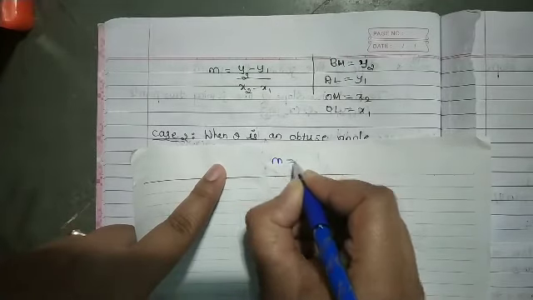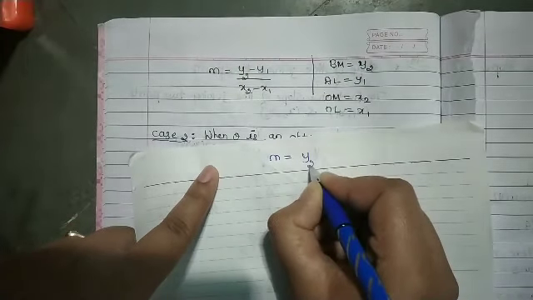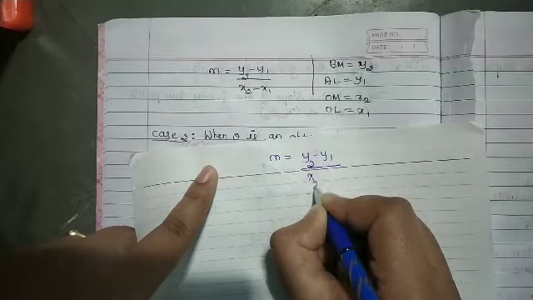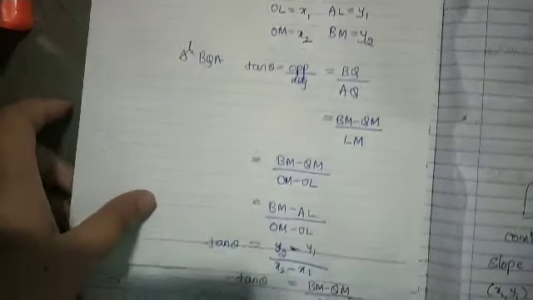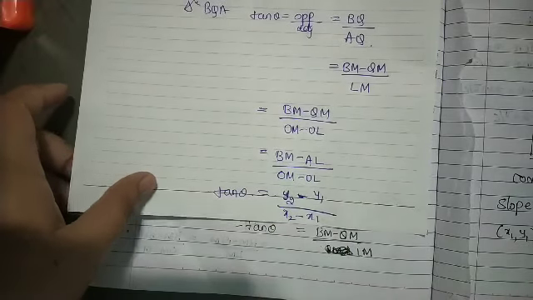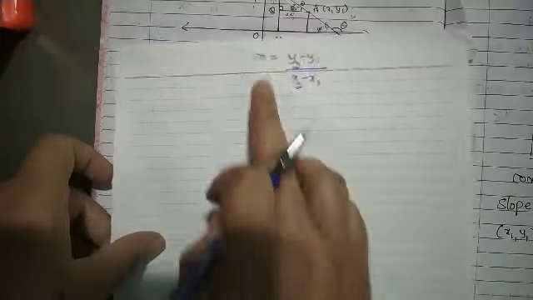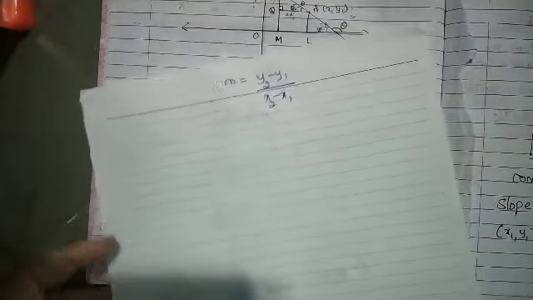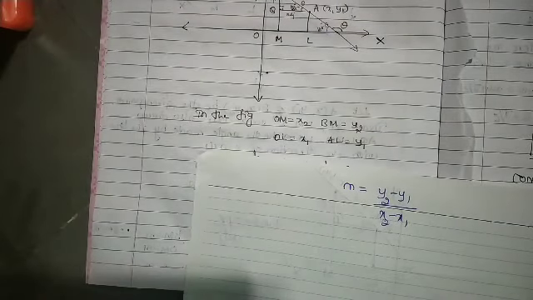That tan theta is denoted by m. Therefore m is y2 minus y1 by x2 minus x1. That tan theta is denoted by m, given by y2 minus y1 by x2 minus x1. This is in the case of an acute angle.